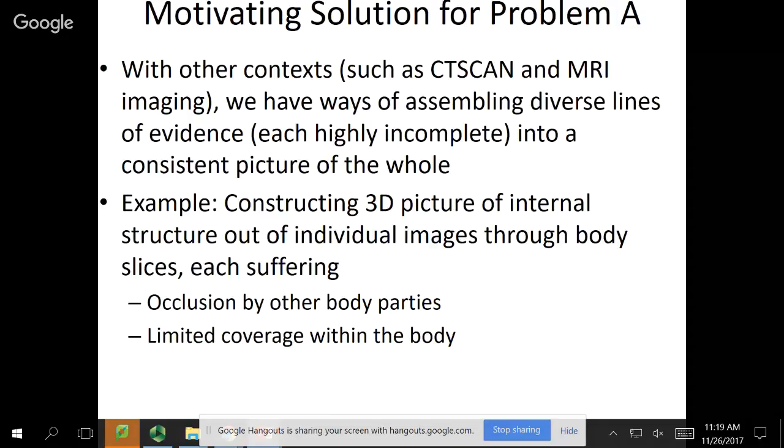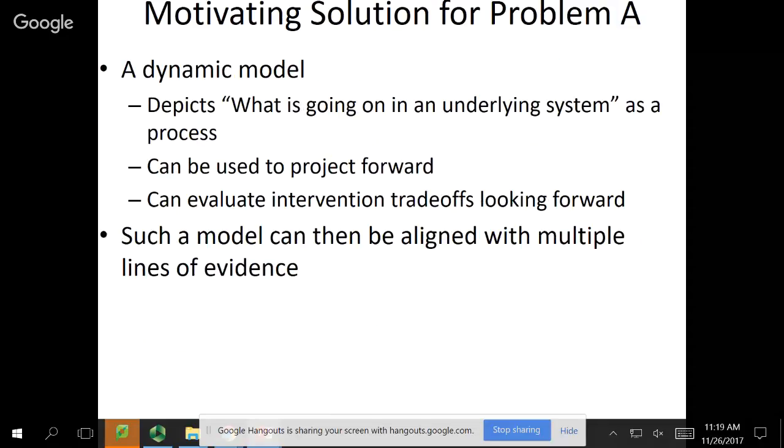And what we're seeking within our context is a way of getting that picture of the system as a whole. Now, a key technology for that, as those here will appreciate, is that we can make use of a dynamic model. A dynamic model in many ways depicts the underlying system as a whole. The underlying system as it's composed of many interlinked pieces. A model like that is very useful for projecting forward, for understanding the current situation, evaluating trade-offs.